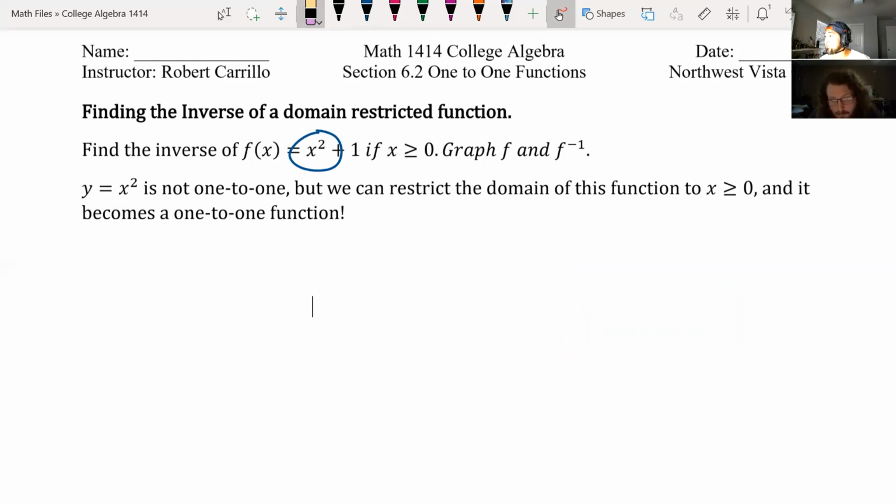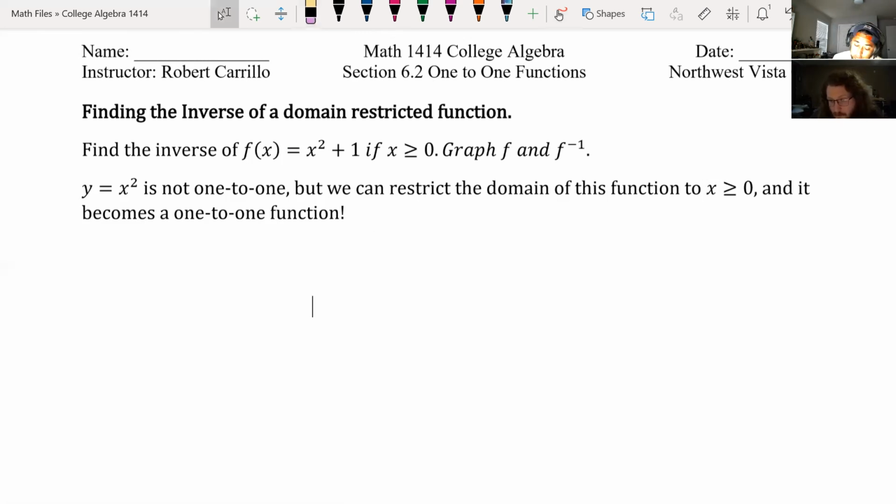But you can restrict their domains to make them one-to-one. And if you make any function a one-to-one function, then you can definitely find its inverse. Okay, so for this problem, we're given x squared plus 1, but now the domain has been restricted to any x value greater than or equal to 0. So let's go ahead and graph f of x first, just to make sure it is a one-to-one function.